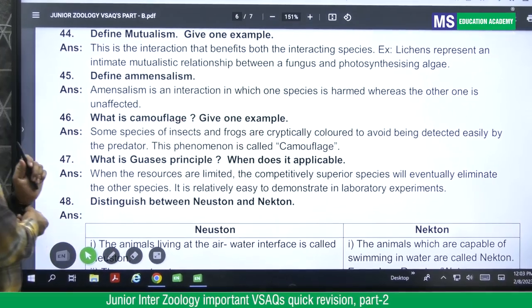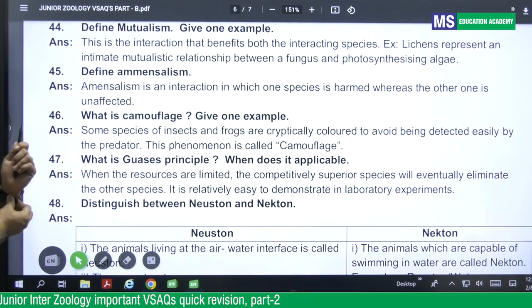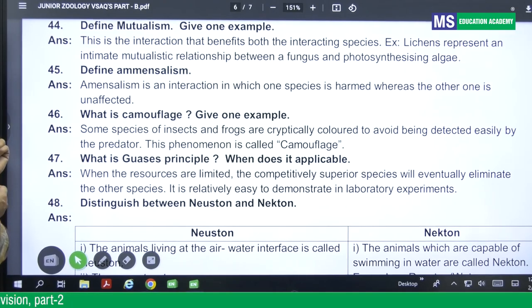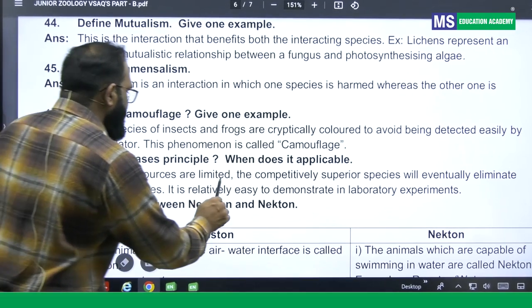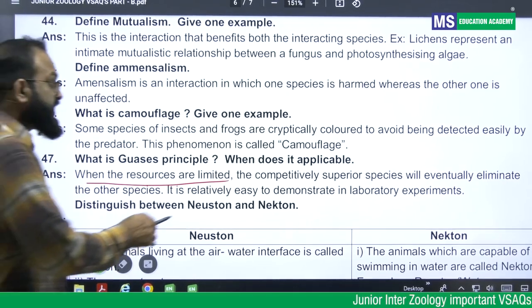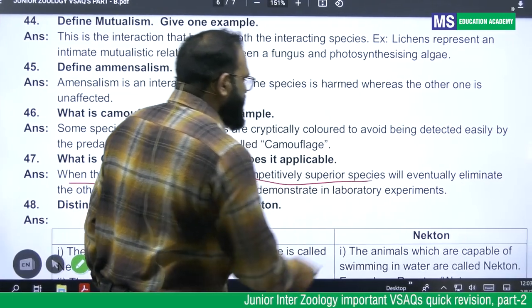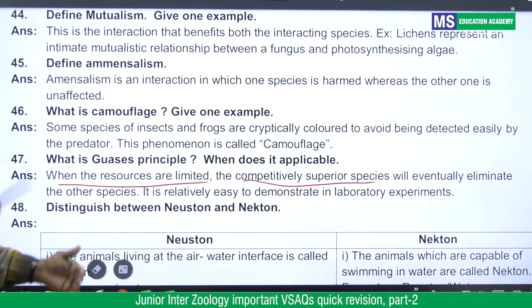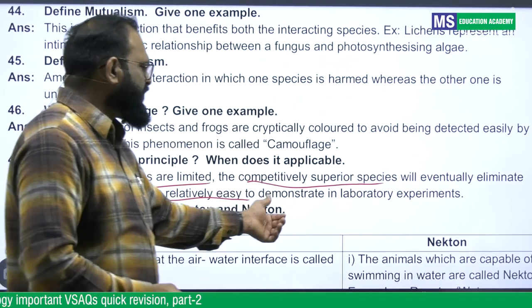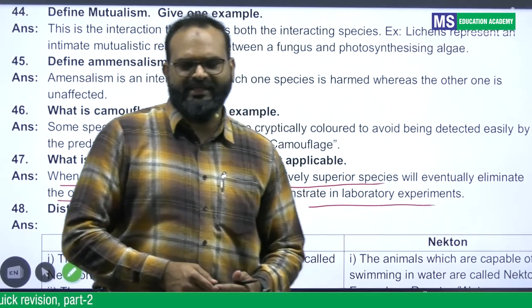What is Gause's principle? When is it applicable? When the resources are limited. Students, when the resources are limited, the competitively superior species will eventually eliminate the other species. It is relatively easy to demonstrate in laboratory experiments.